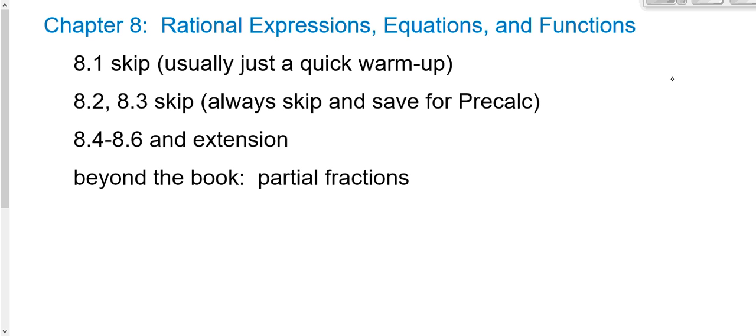Today we're going to start Chapter 8, and Chapter 8 is about rational expressions, equations, and functions. And we are going to skip section 8.1. We usually only spend a few minutes on it, just with a warm-up. We're going to skip sections 8.2 and 8.3. We always skip those and we save those for pre-calculus. So we're going to focus this month on 8.4 through 8.6 and an extension, as well as going beyond the book to a topic called partial fractions.